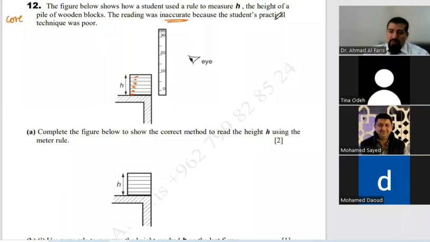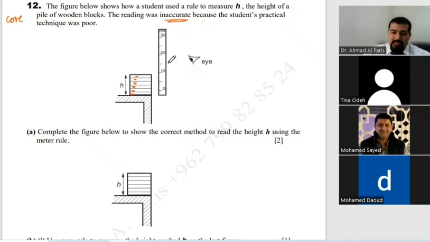The student's practical technique was poor. Complete the figure below to show the correct method to read the height h using the meter rule. Now, if I have a ruler and I need to measure how long this mobile is, can I do it like this? Can I put the ruler on one side and the watch on one side? No, I have to put them close to each other. Can I take the reading from the top? Or I have to avoid parallax error. I have to make them at the same level and I go up and down to take the readings.